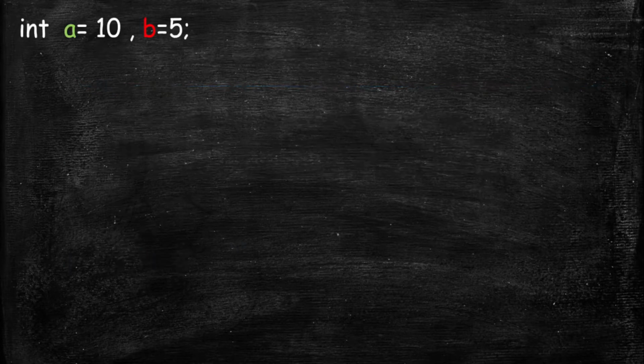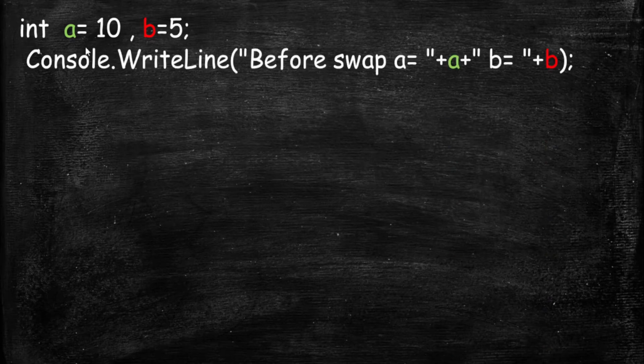First we will make two variables. We cannot make a third variable. A is equal to 10 and B is equal to 5. Then we will print this before swap: A is equal to 10, B is equal to 5.